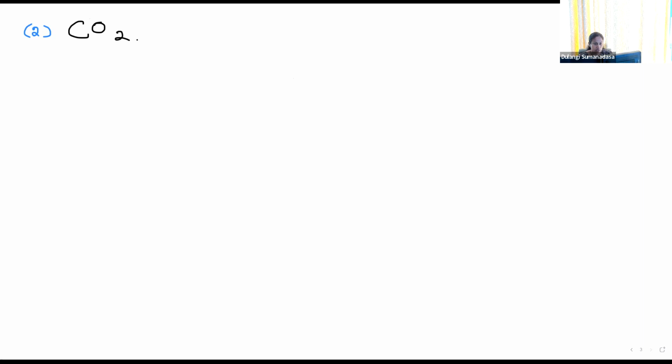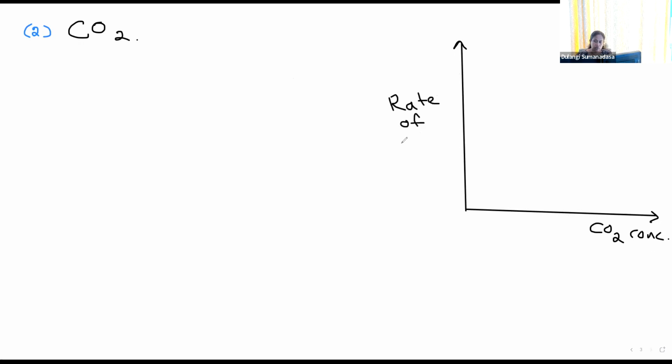Can you plot the graph? It's the same shape as the light intensity. So always what you're changing is the x-axis, the independent variable. So carbon dioxide concentration. If I change the carbon dioxide concentration, what happens to the rate of photosynthesis? Plot the graph. You have to go from A, B, and C. There has to be a saturation point again.